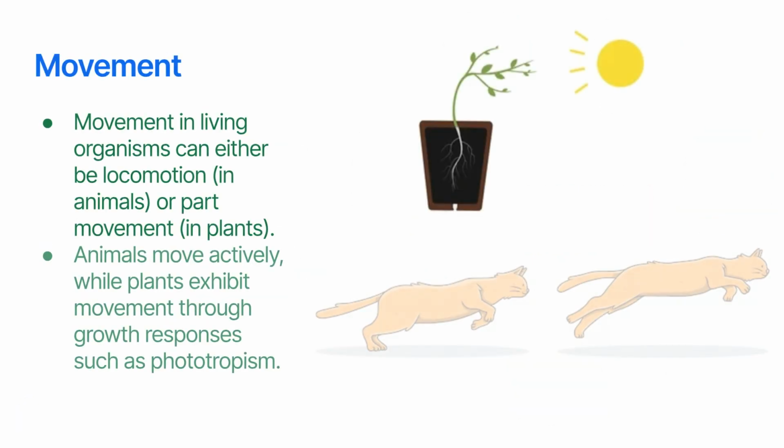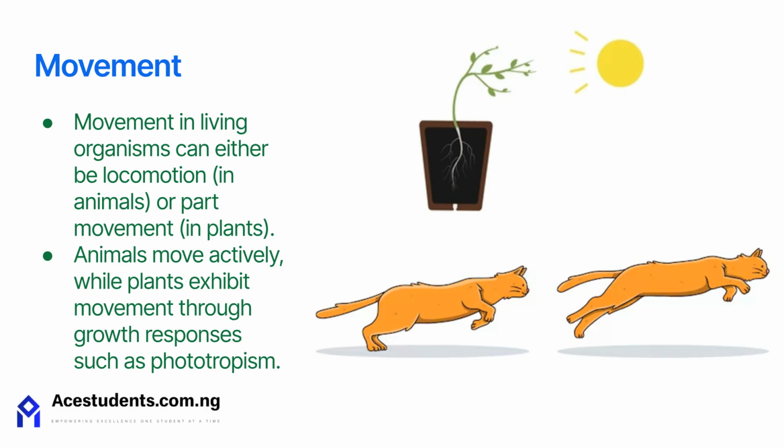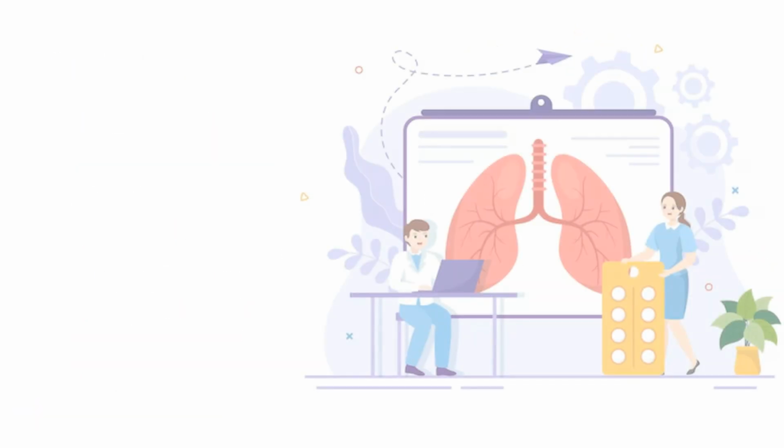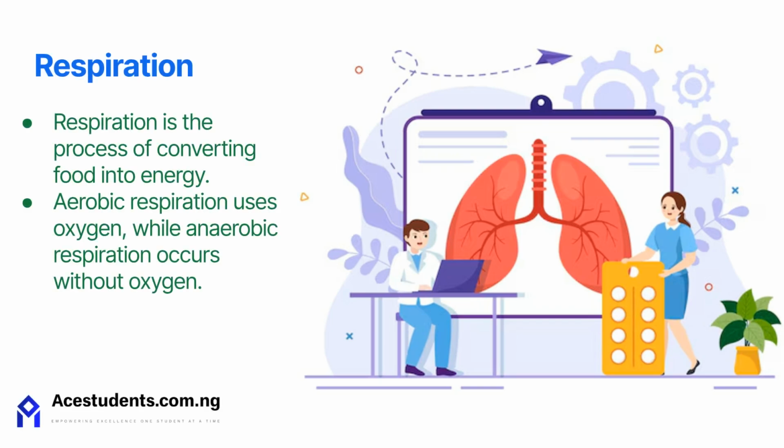Movement is a defining trait of life. Animals move for various needs like food and shelter, while plants show movement by growing towards light, a process known as phototropism. Respiration is how living organisms obtain energy from food. This can happen with oxygen, called aerobic respiration, or without oxygen, termed anaerobic respiration. This energy fuels essential life processes.